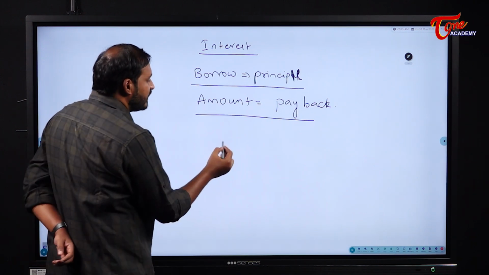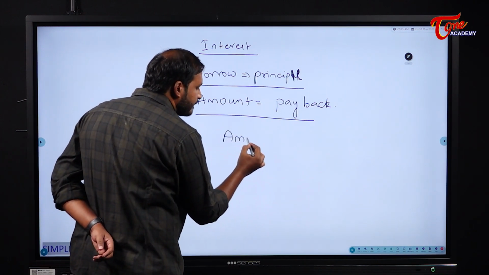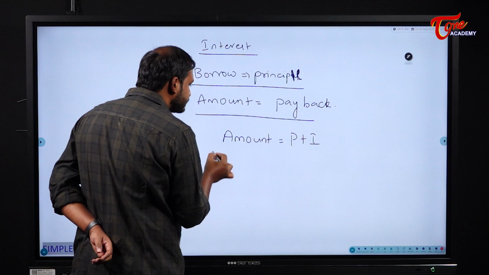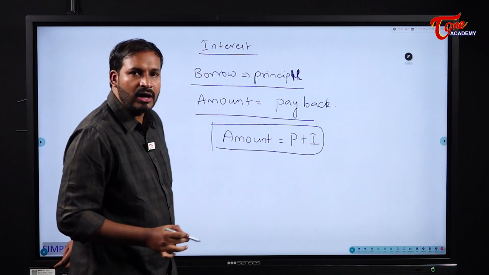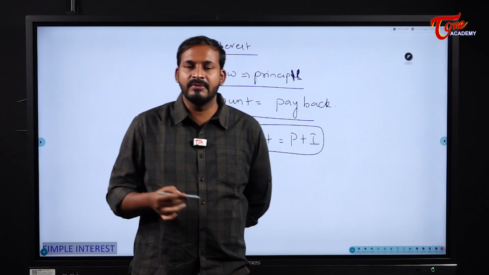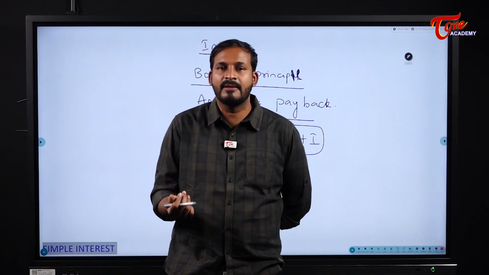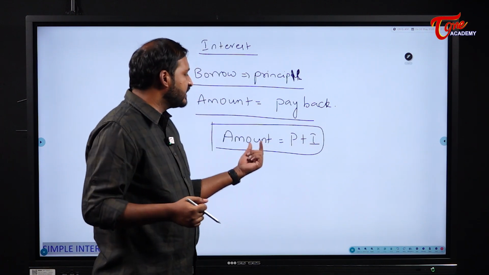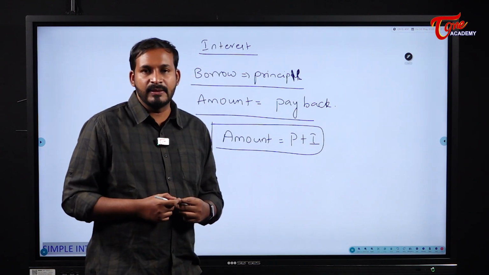That means this amount contains what, tell me? This amount is equal to my principal plus interest, right? Why? Because when I repay, obviously I should pay the money which I have taken as well as the interest on it. So from this we can say, amount is equal to principal plus interest.